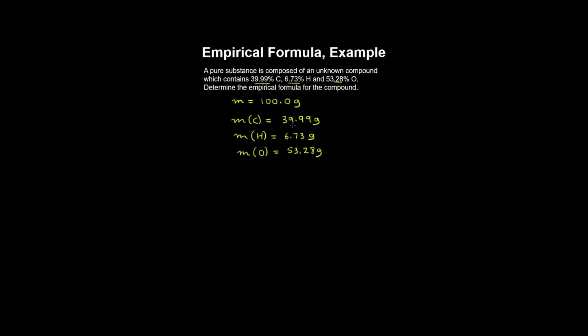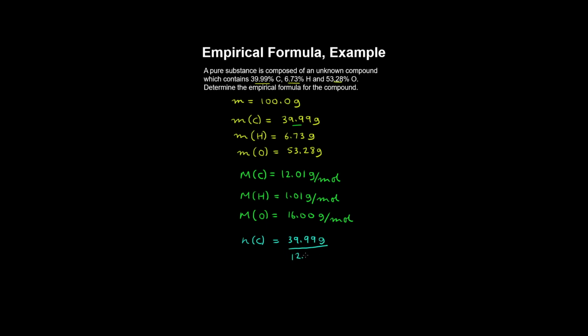And now we need to convert these masses into a number of moles. So we know the molar masses of each element from the periodic table. So therefore the number of moles of carbon is equal to the mass of carbon over the molar mass of carbon. So the grams cancel and mole ends up in the numerator. And we can do the same calculation for hydrogen and oxygen.